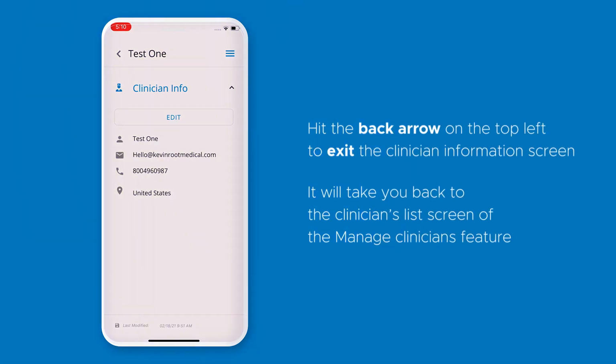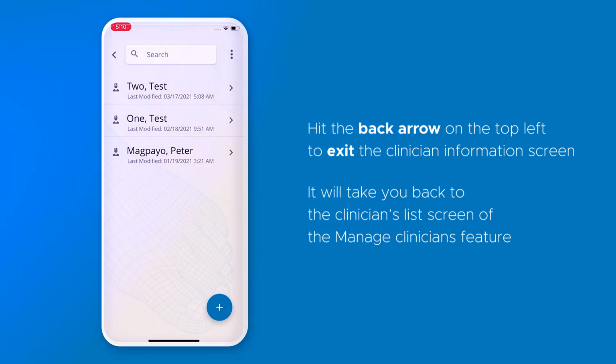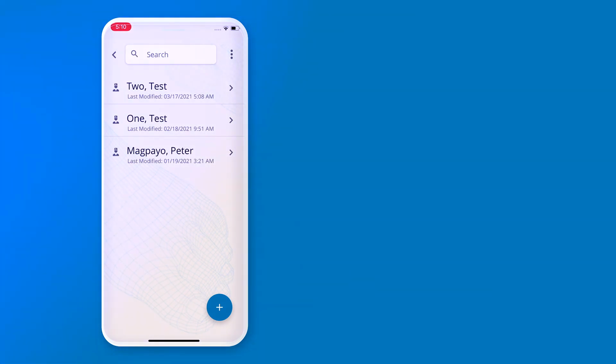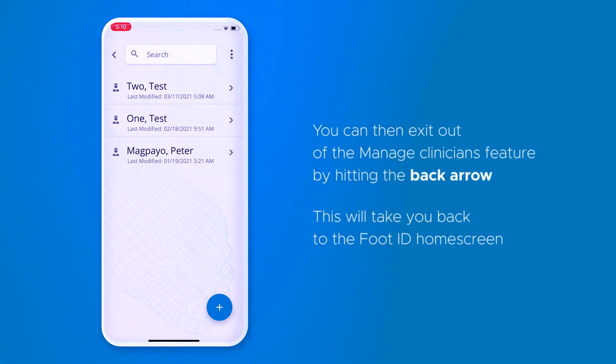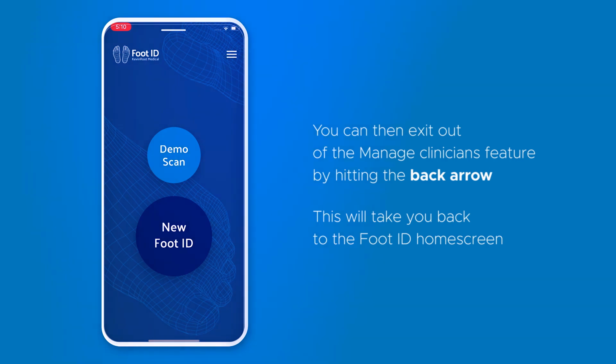Hit the back arrow on the top left to exit the clinician information screen, and it will take you back to the clinicians list screen of the Manage Clinicians feature. You can then exit out of the Manage Clinicians feature by hitting the back arrow. This will take you back to the Foot ID home screen.